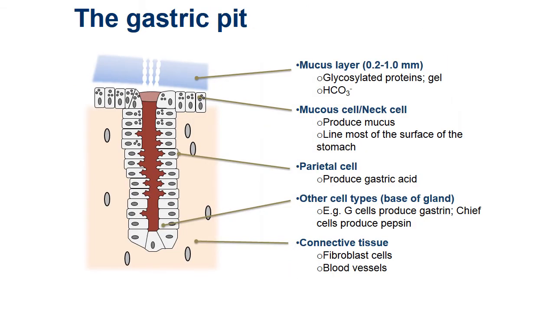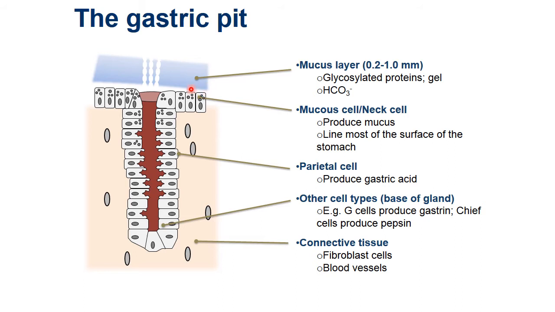Now, if we look more closely at the gastric pit, we can see that there are several different cell types in the stomach. So here at the top you see the mucus cells, or the neck cells, which are located here at the top of the gastric pits, which have very similar characteristics.